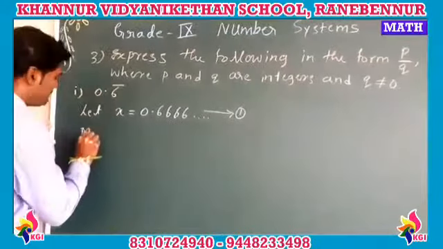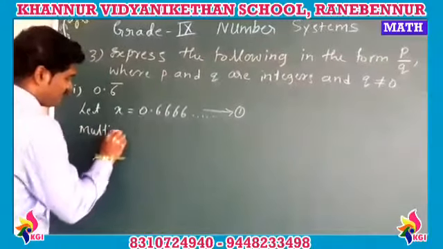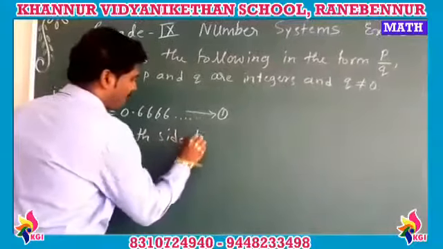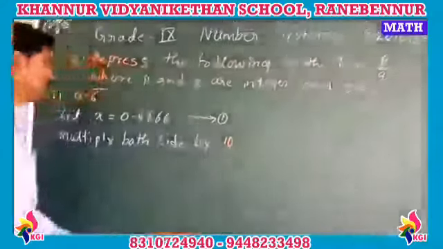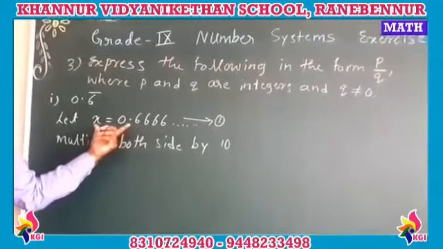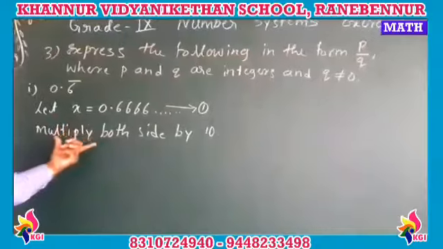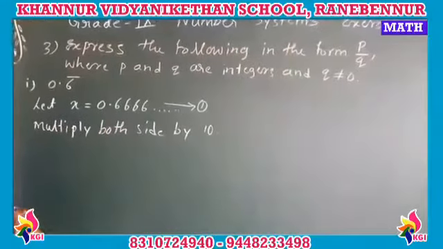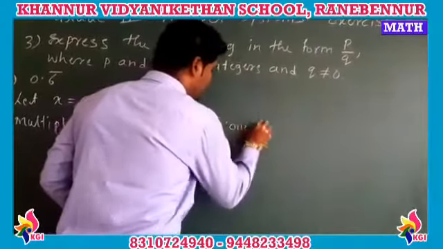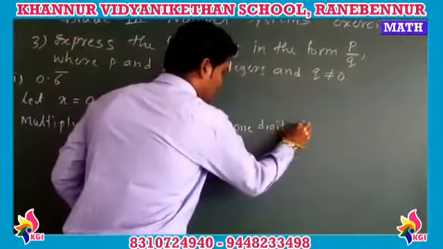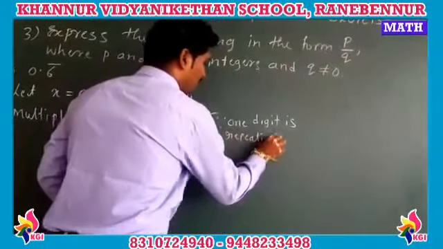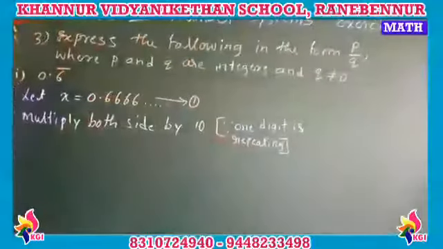So multiply both sides by 10. Here is the left hand side, and here is the right hand side. Both sides you have to multiply with 10. Why do you multiply with 10? You have to write a reason. That is because one digit is repeating. If you write a reason like this, that is well ended.